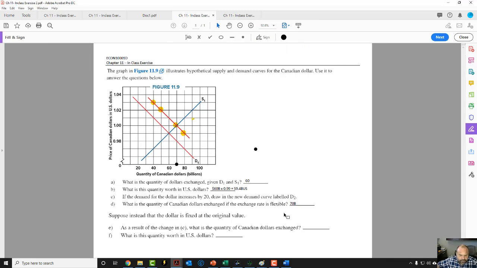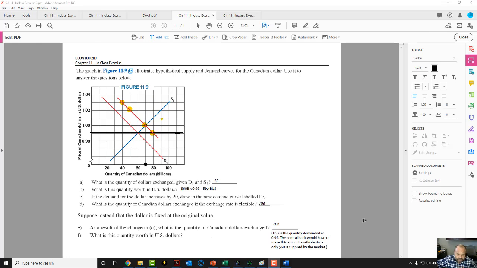So now suppose instead that the dollar is fixed at its original value. Okay, so if it's fixed at its original value, that would be right here. And so now it's asking, as a result of the change in demand, what is the quantity of Canadian dollars exchanged? Well, in this case, the amount would be $80 billion. It's $80 billion because this is the quantity demanded at 0.99. And so if the Bank of Canada wants to keep the exchange rate fixed, it will have to make up for this shortage. So the central bank would have to make this amount available, since only $60 billion would actually be supplied at this exchange rate.